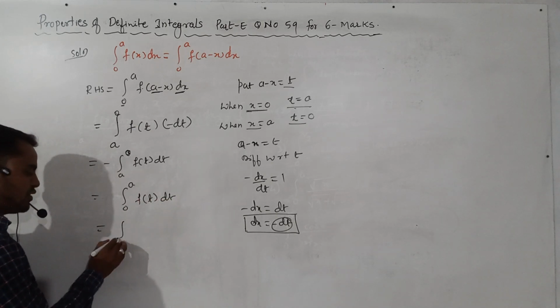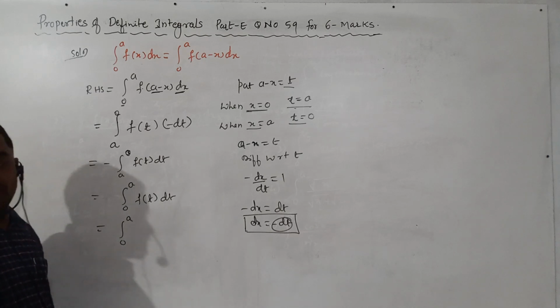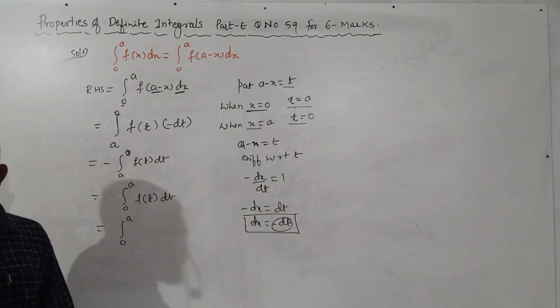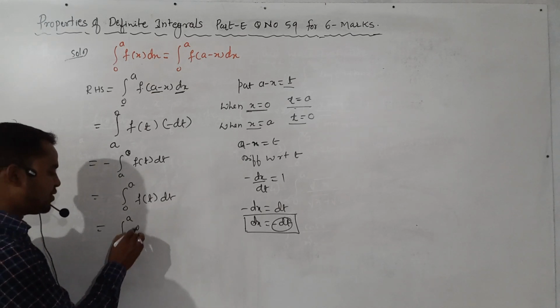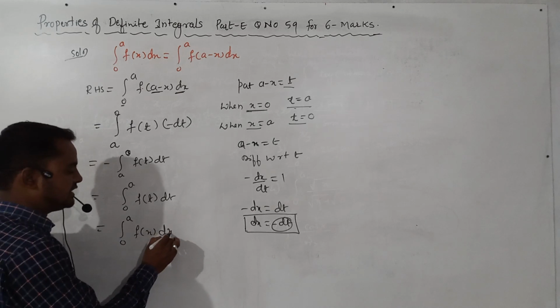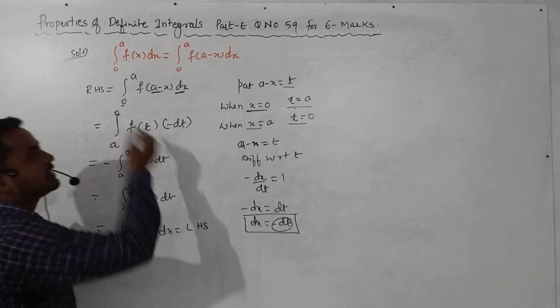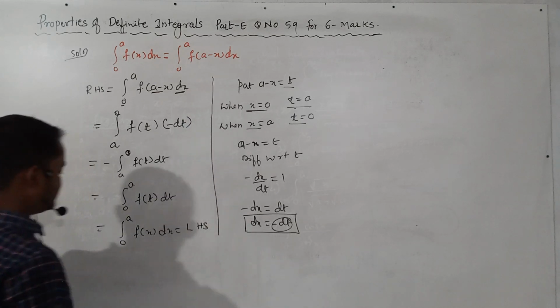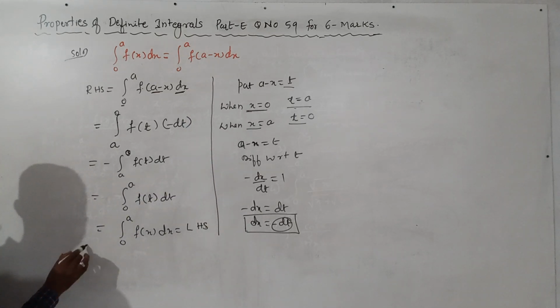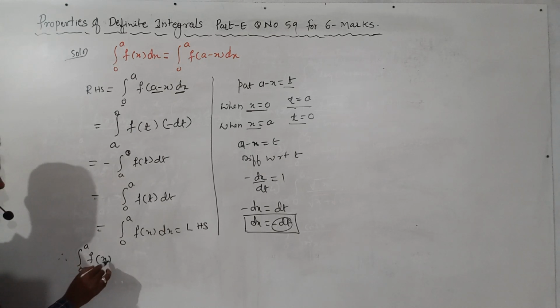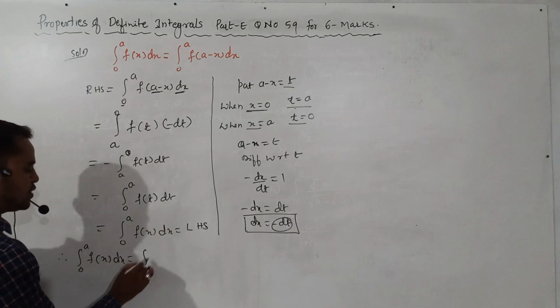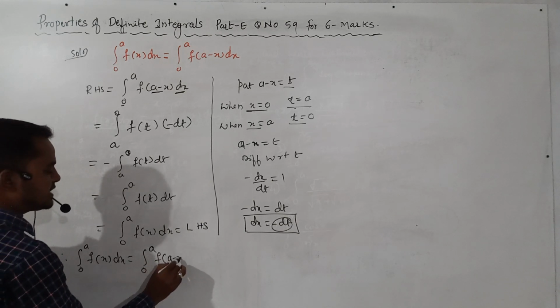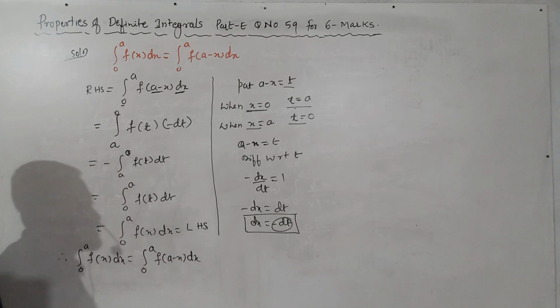Now that is equal to integral from 0 to a. Now change of variable: we can change t to x, nothing will change. That is by the first property, integral of f of x dx, which is equal to the LHS. Hence the proof of the property. Therefore, integral from 0 to a of f of x dx is equal to integral from 0 to a of f of a minus x dx.